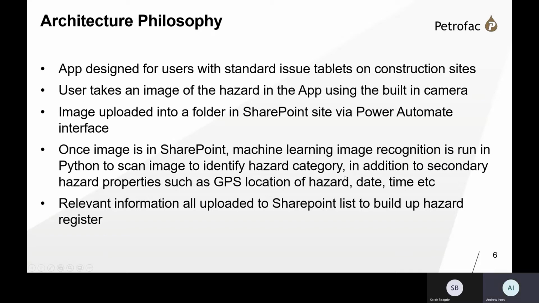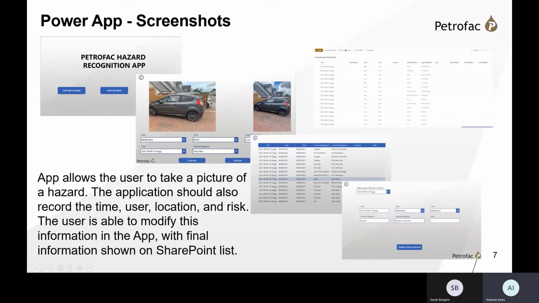The Power App screenshots. This is just the interface of the app. As you can see, a few screens on here. The first one is allowing the user to take a picture of a hazard and upload the hazard with some key categorizations. The user is able to modify the information within the app, and the final information is shown on the SharePoint list, as you can see by the top right screen.